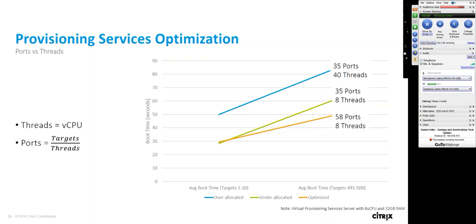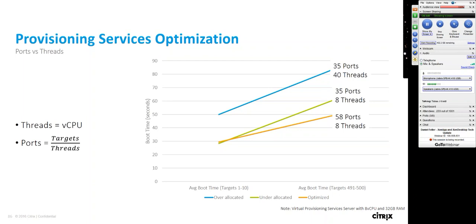So the graph here is showing different examples and how long it took to boot the first 10 targets versus the last 10 targets from a PVS server. And this is the formula that got us the best boot performance for all the tests.